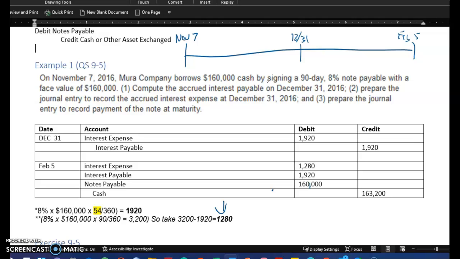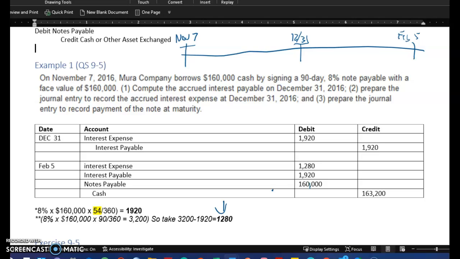All right, so how many days have expired between November 7th and December 31st? Well, 30 days in November minus the 7th day, the day it was taken out, is 23. Then 31 days for December is 54. So there's 54 days between November 7th and December 31st.